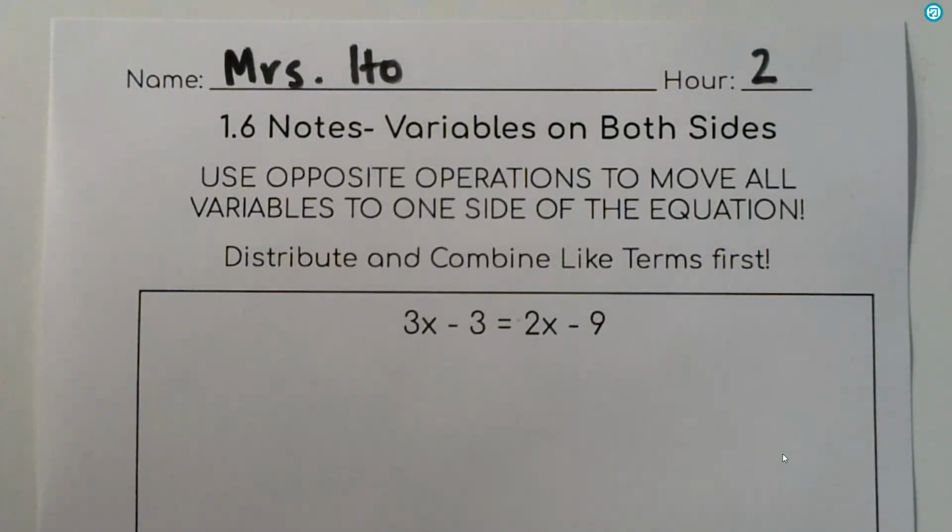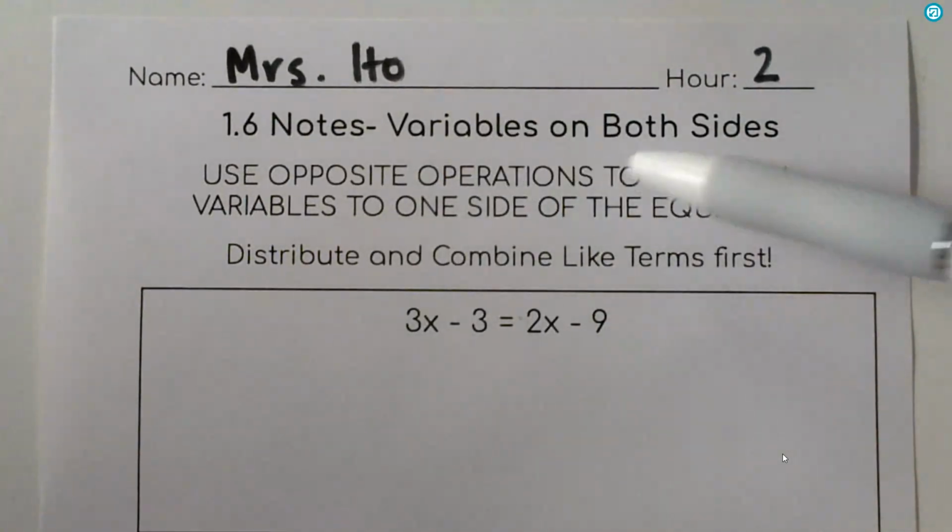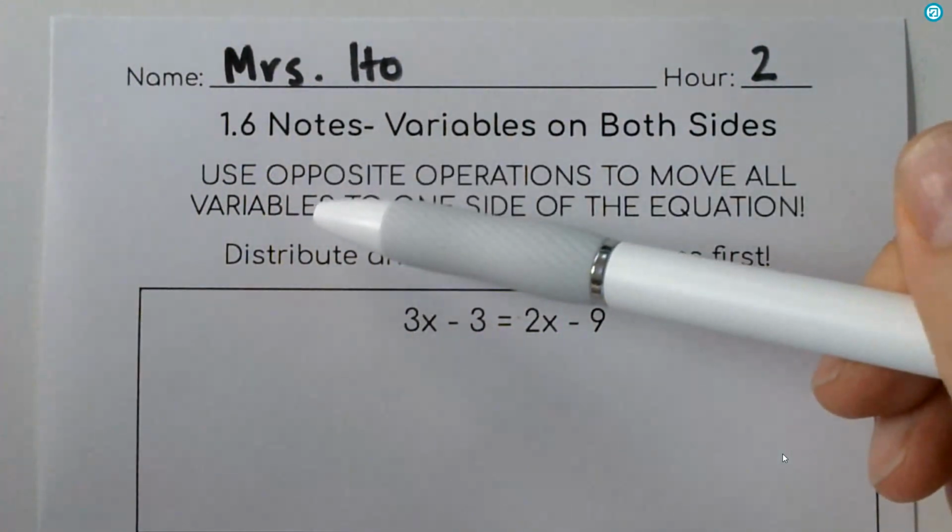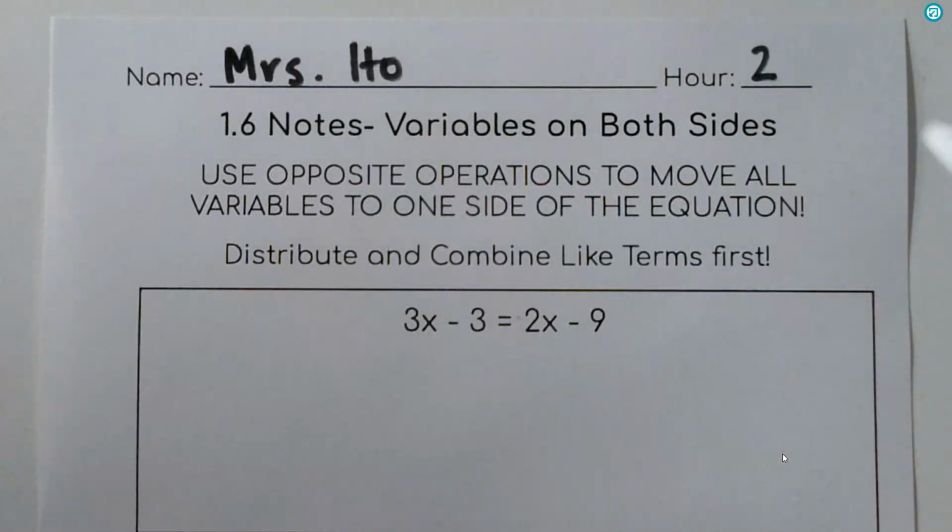When something is on the same side of an equal sign, it can just get combined like normal. When something needs to move across the equal sign, you have to use opposite operations. So we will use opposite operations to move all of the variables to one side of the equation.